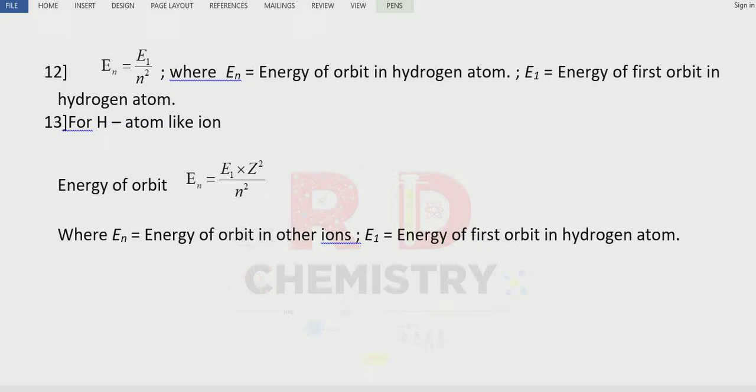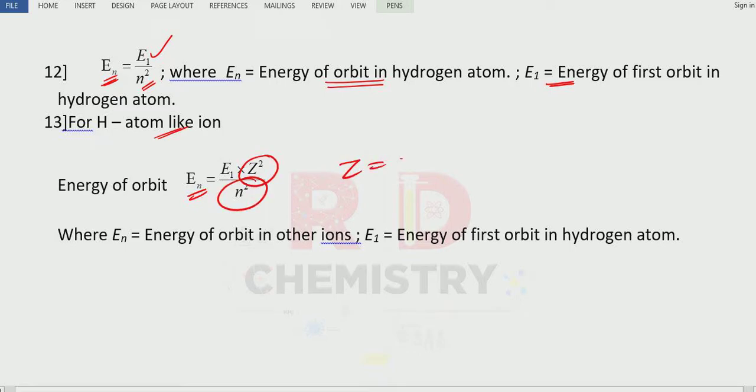In general, we have the energy of any electron En equal to E1, the energy of the first shell, divided by n square, only for hydrogen atom, where En is the energy of the hydrogen atom and E1 is the energy of the first orbit. Suppose there are other hydrogen like elements, then the energy of the electron in any orbit is given by E1 divided by n square, which remains the same, then multiplied by z square, where z is the atomic number of that element or ion. So En refers to the energy of the orbit of the other ions, and E1 is the energy of the first orbit in the hydrogen atom.